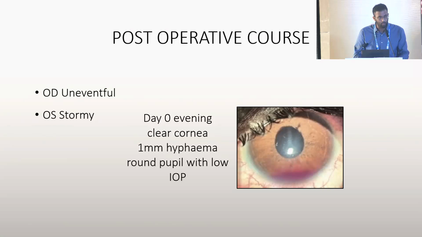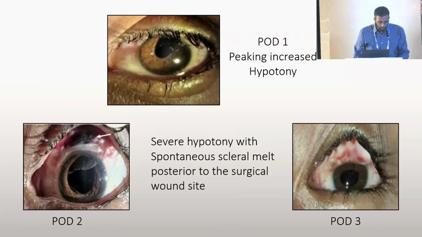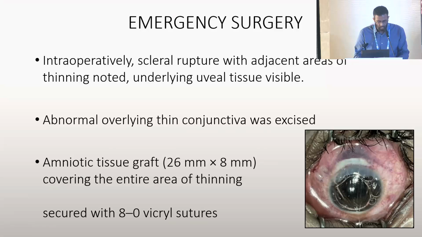The post-operative course of the right eye was thankfully uneventful, but the left eye was far from that. On post-op day 0 in the evening, the cornea was clear. There was a 1 millimeter hyphema. The pupil was round, but the peaking had just begun, and the IOP was low. On post-op day 1, peaking had increased, hypotony was observed, and similarly the disease progressed on day 2 and day 3 with severe hypotony noticed and spontaneous scleral melt posterior to the surgical wound site. The patient was taken up for emergency surgery.